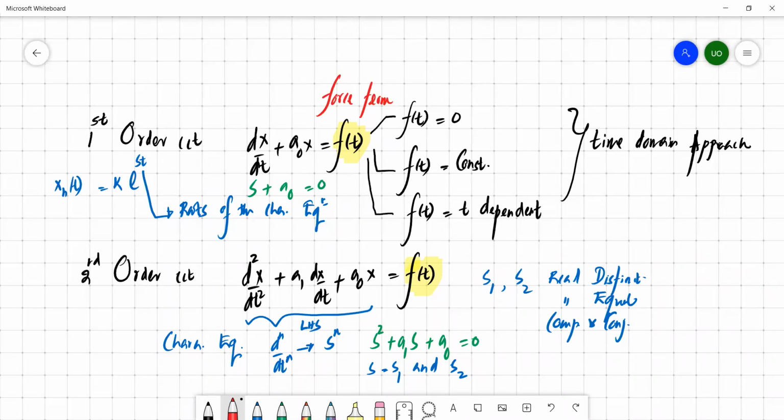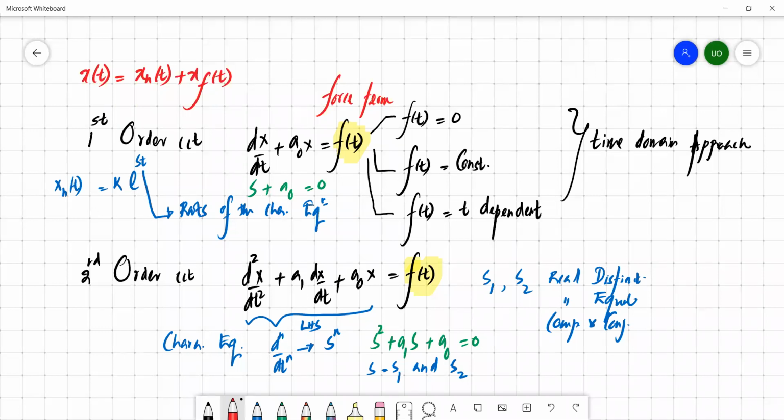So now you have a brief idea about how we manage to get the entire response, which is the sum of the natural plus the forced response. You can treat these blocks separately and evaluate the natural response and forced response separately. For the forced response, we already discussed two types of methods to deal with it.